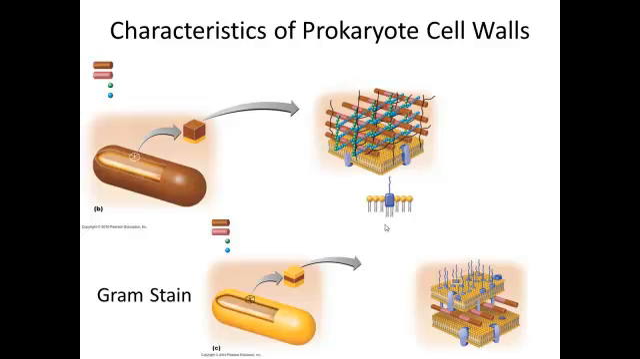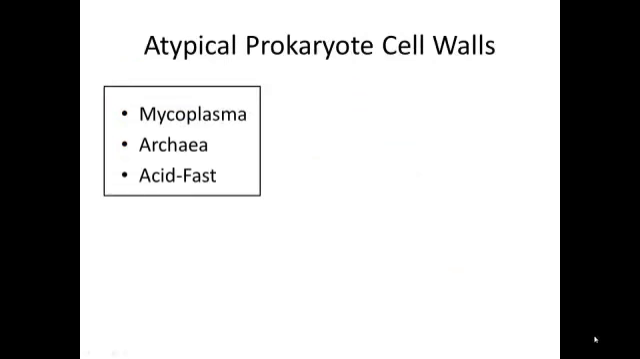So in review, you want to remember that gram-positives have a thick peptidoglycan cell wall that has teichoic acid in it. Gram-negatives have a thin peptidoglycan cell wall with an outer membrane on the outside in which there is LPS. Now on to atypical prokaryotic cell walls. Let's start with mycoplasma. Mycoplasma are bacteria that have lost the ability to make cell walls.